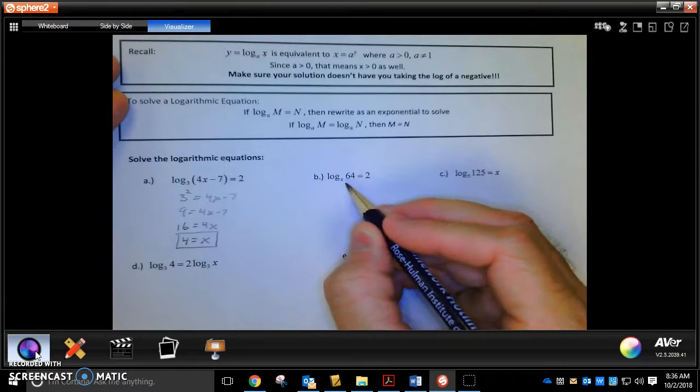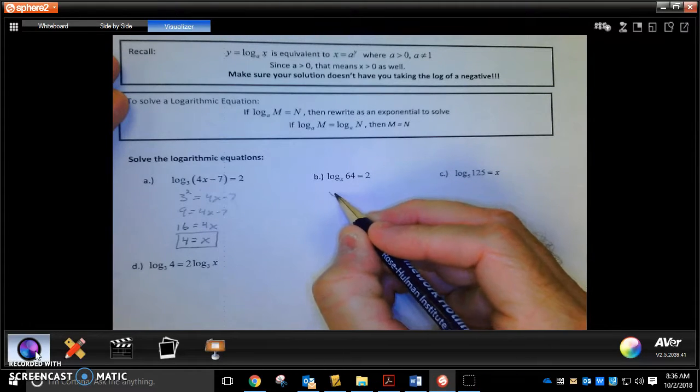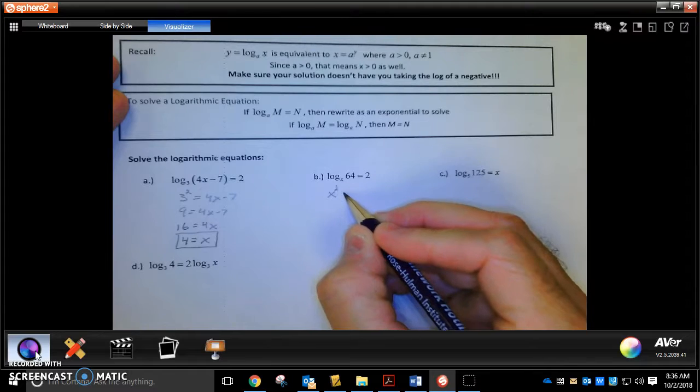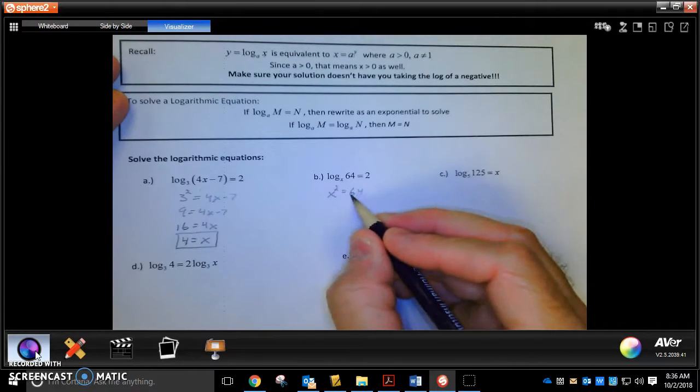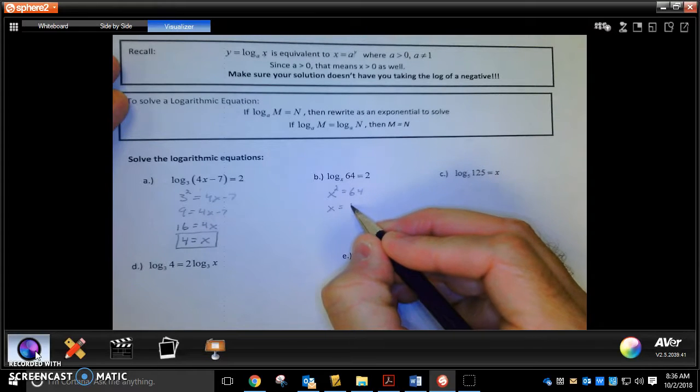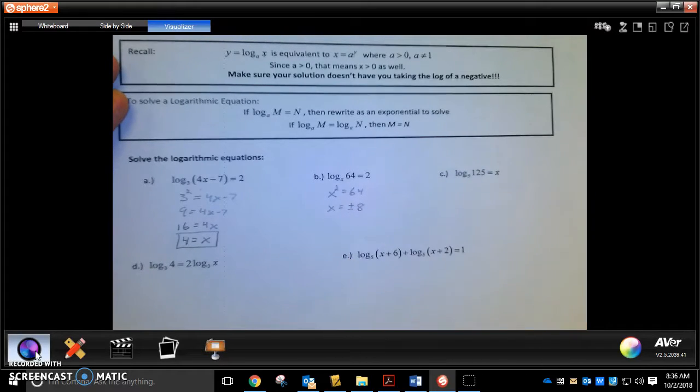The next example, again, I've got a log equals a number. So I'm just going to rewrite this as an exponential. So x squared equals 64. I'm going to take the square root of both sides. X equals positive and negative 8.